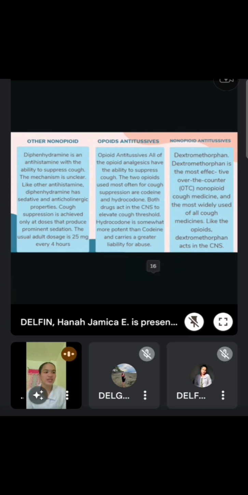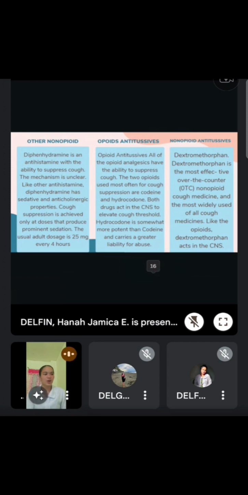Next are the opioid antitussives. All of the opioid analgesics have the ability to suppress cough. The two opioids used most often for cough suppression are codeine and hydrocodone. Both drugs act in the CNS to elevate the cough threshold. Hydrocodone is somewhat more potent than codeine and carries a greater liability for abuse.